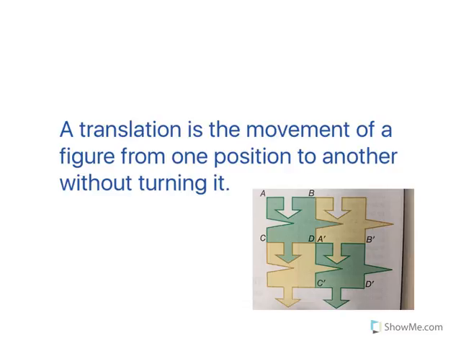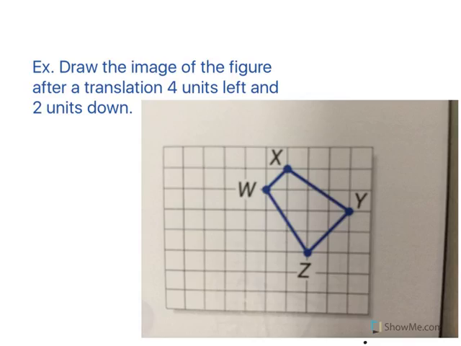So if you can see in the picture right here, that green picture moved down and then it moved over and nothing turned. Same thing with this yellow one. This yellow picture moved over and then it moved straight up, so it went from here to here without turning. So it's literally just moving without turning.